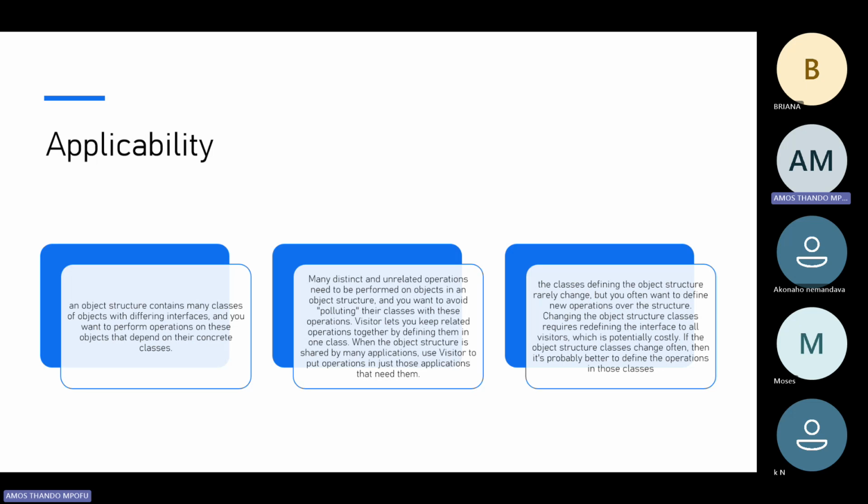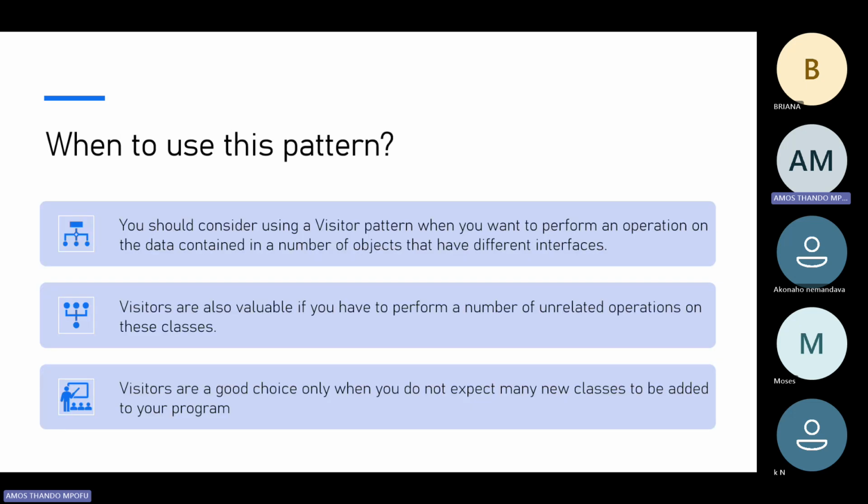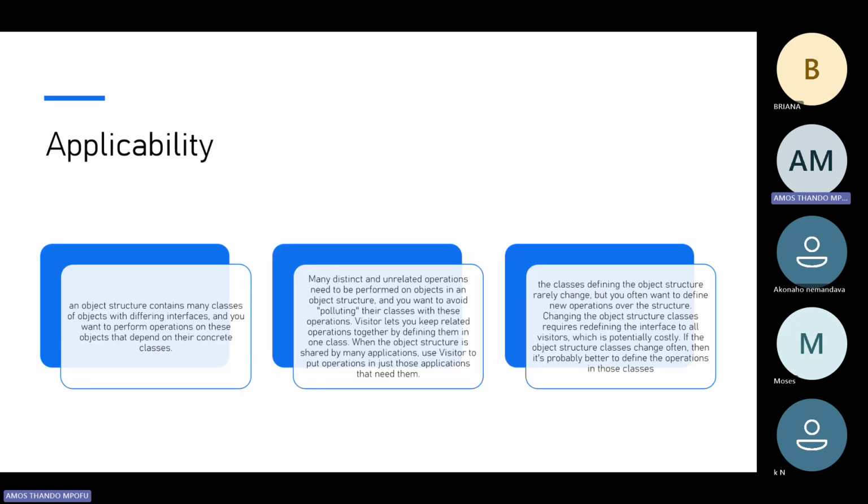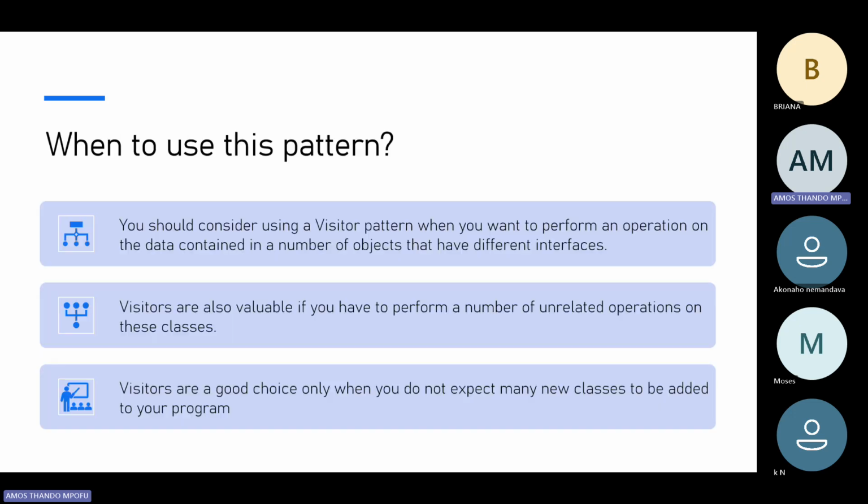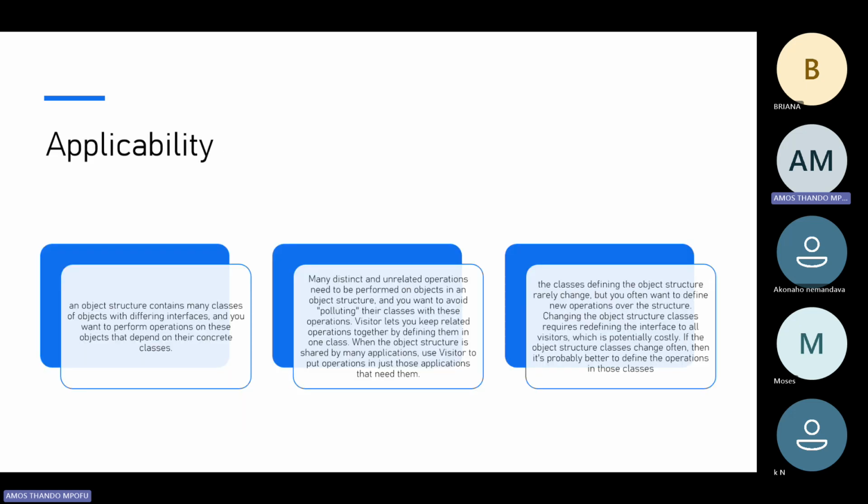So when you have an object structure that contains many classes of objects with differing interfaces, which is basically what I've said previously here. It's just that in the textbook, because I was alternating between two textbooks, the Gang of Four textbook also had this. I had to put it in my own words, but it also talked about that. So they kind of repeat themselves in that textbook.